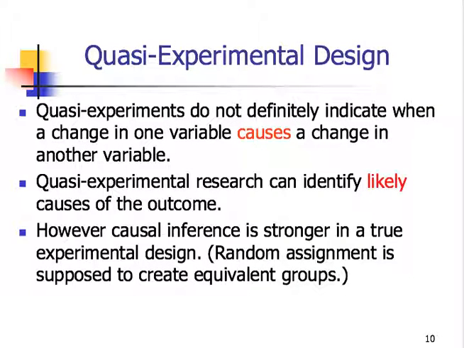They do not definitely indicate when a change in one variable causes a change in another variable. So in this type of research, we can identify likely causes of the outcome, but not a definite cause. Causal inference is stronger in true experimental design, where you definitely have random assignment to groups, and that is supposed to lead to equivalent groups. So the groups, a control group and a treatment group or experimental group, should be similar before they start their experiment.